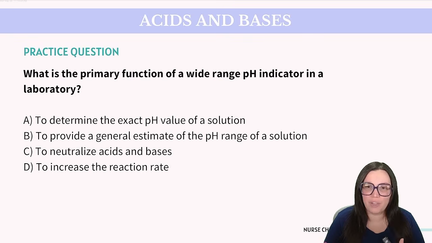What is the primary function of a wide-range pH indicator in a laboratory? Is it to determine the exact pH value of a solution? Is it to provide a general estimate of the pH range of a solution? Is it to neutralize acids and bases, or is it to increase the reaction rate? And the correct answer is B, to provide a general estimate of the pH range of a solution. Remember, wide-range pH indicators are used to give a visual approximation of the pH value across a broad range, helping to identify whether a solution is strongly acidic, neutral, or strongly basic.